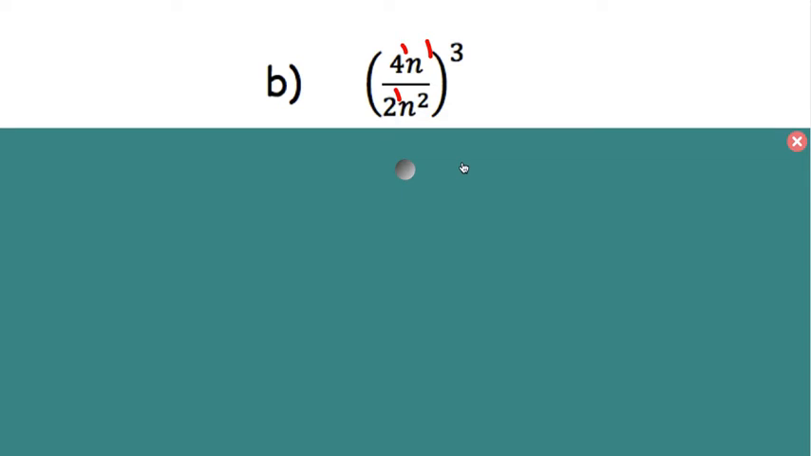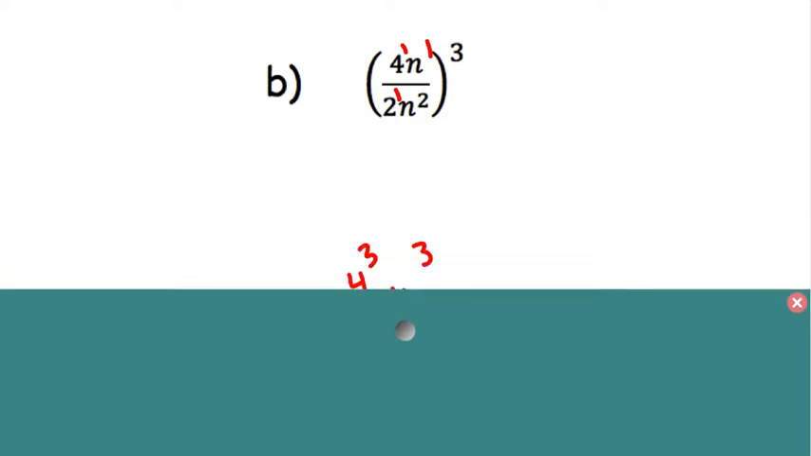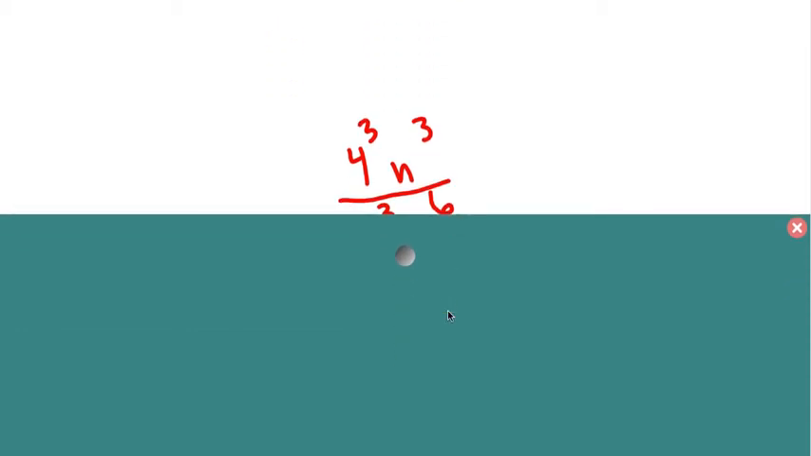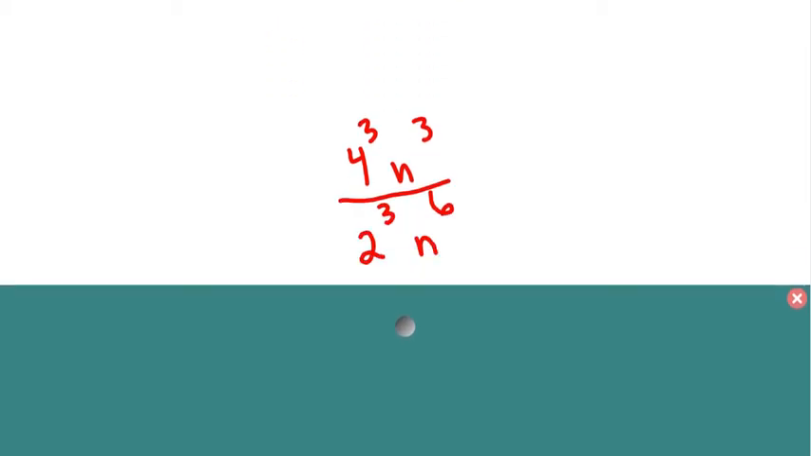3 times 1 will be 3, so I have 4 to the third. N had a 1, so 3 times 1 again is 3. 2 had a 1, 3 times 1 is 3, and n had a 2, so 3 times 2 is 6. So let me scroll down here. There's a big gap in those. So that's what you get when you multiply that exponent through.